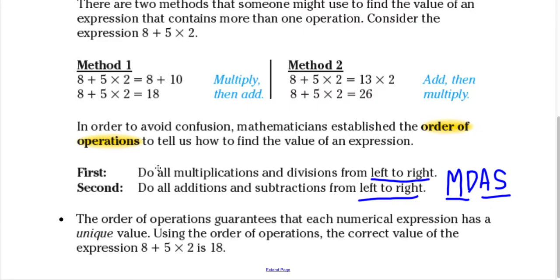Order of operations guarantees that each numerical expression has a unique value. Using the order of operations, the correct value of the expression is obviously 18. So this is the correct method to use, and this is the wrong method to use. In the order of operations, there is only one correct method, and it's method number 1.